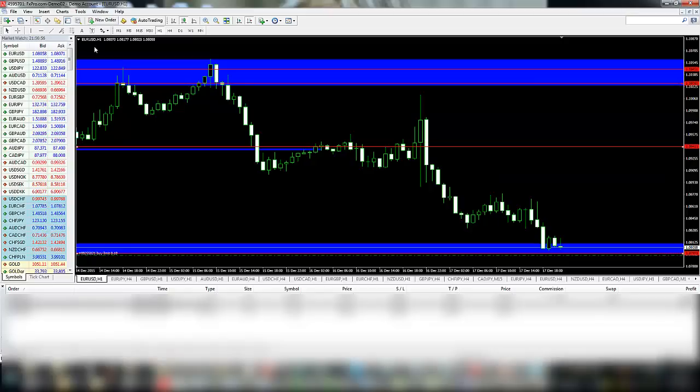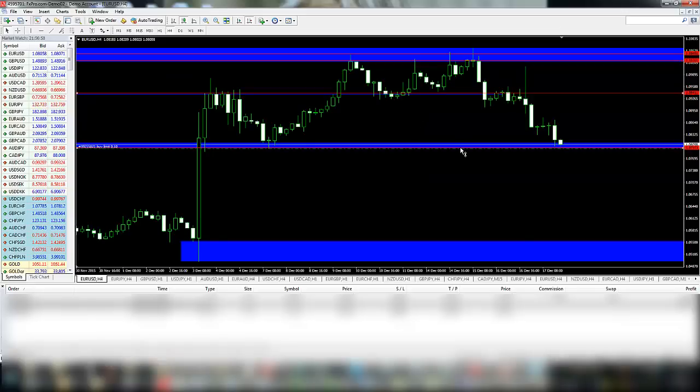So this is step one. You've got to be able to look at the chart, identify these areas, and then draw the zone.